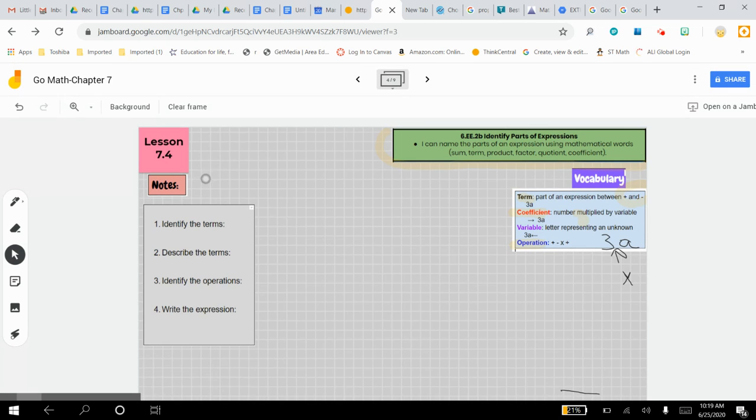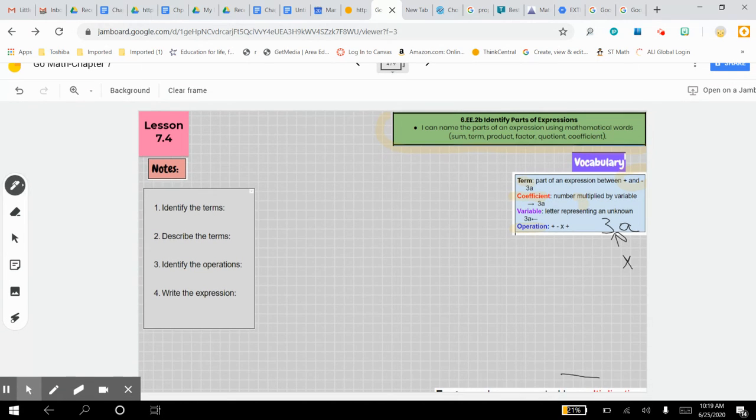For your notes today, I want you to pay attention right here to the little gray box. It says identify the terms, describe the terms, identify the operations, and write the expression. So let me put up here 3a plus 2b. If I'm going to identify the terms, here is a term, and here is a term. These two items are terms. Make sure that's clear.